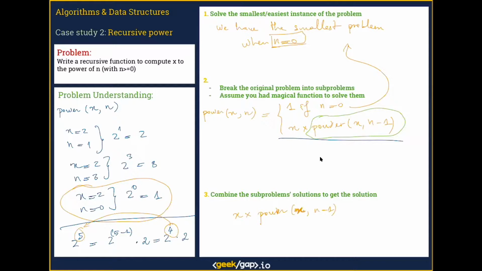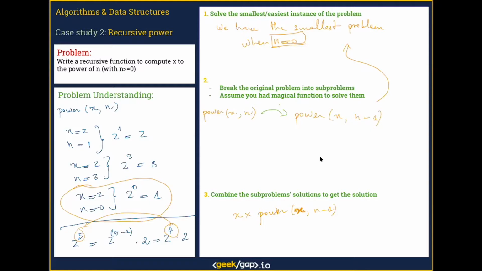So when you break your problem, I shouldn't have written that formula here. I should have just written something like this. So power of n depends on power of x and n minus 1. This is what I should have written, because what I wrote before is actually combining stuff. But here we just want to find the relationship, how we can break the problem.